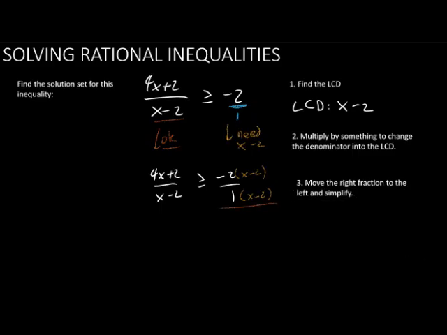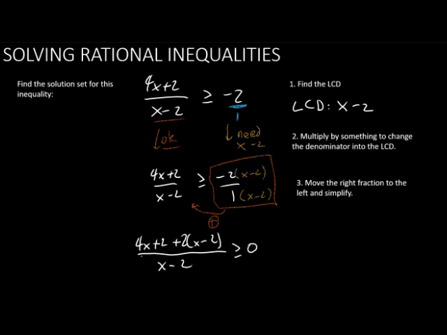We'll now take this entire fraction on the right, move it to the left, and we'll change the sign on it. Since it's negative, we'll change it to positive. Now on the left, we have 4x plus 2 times x minus 2 all over the LCD, which is x minus 2. We'll still say it's greater than or equal to 0.